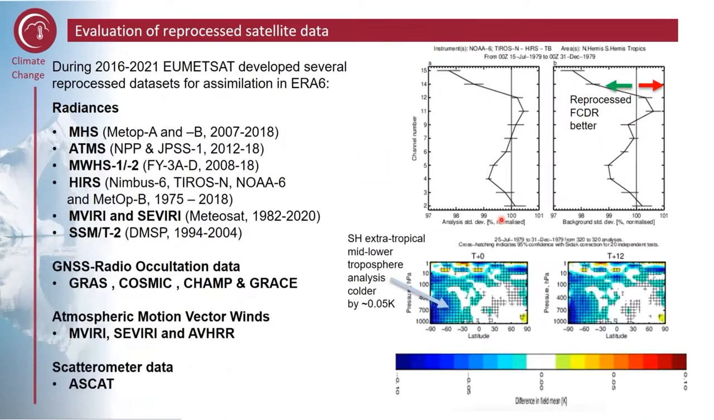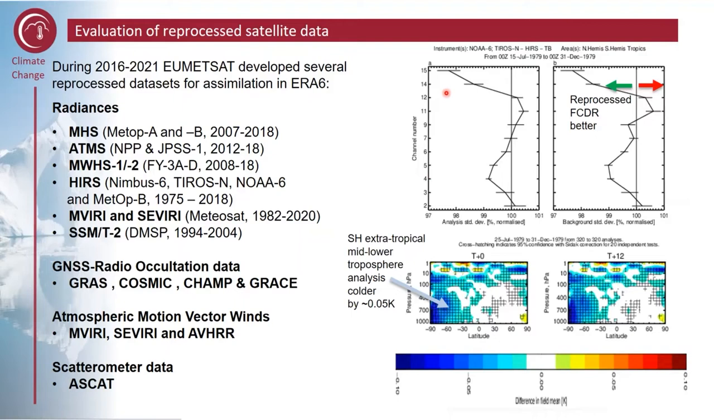In the first phase of Copernicus, EUMETSAT delivered several reprocessed data sets. So FCDRs for radiances listed here. All of the main RO operational data sets, AMVs from the European GEO Meteosat, and polar winds from AVHRR and ASCAT SCATWIND. And we're in the process of evaluating all of those data sets and I've shown in the right-hand panel some examples of results from those OSEs.